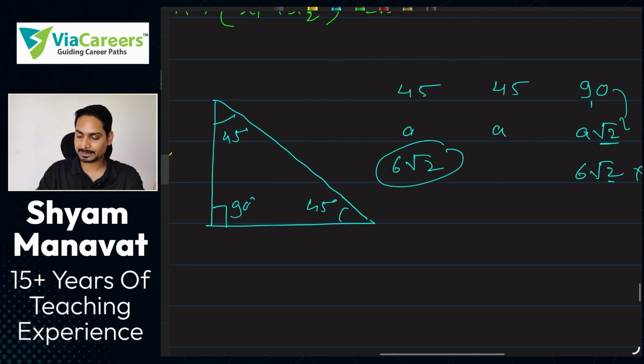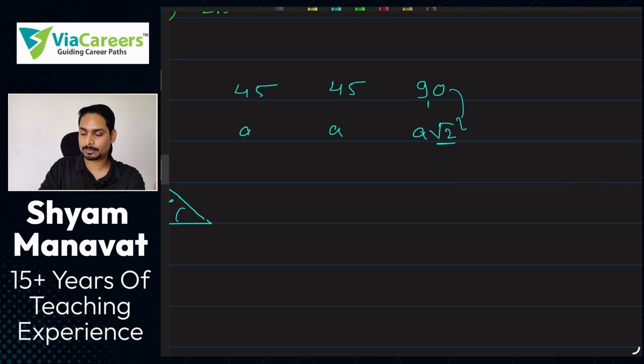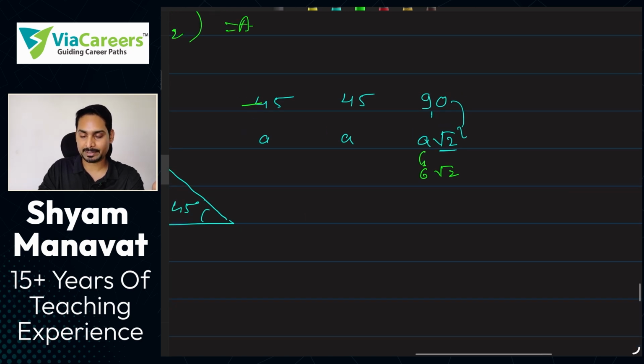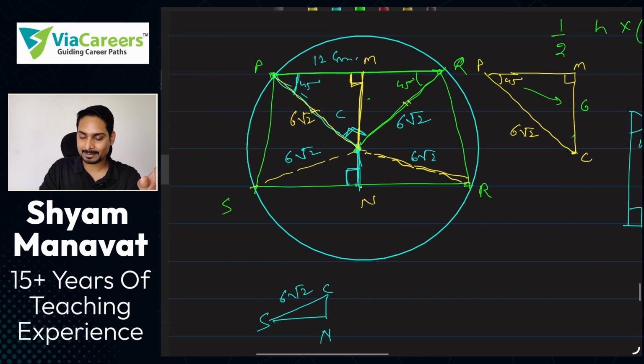Now I'll again use the same property. This time I have 6 root 2, which is opposite to 90 degree, and here if I say that is 6 root 2, it means for this time A is equal to 6. Okay. So opposite to 45 degree for this particular triangle should be how much? 6. Let's say this is 6. That means CM becomes how much? 6. Do you agree with that?